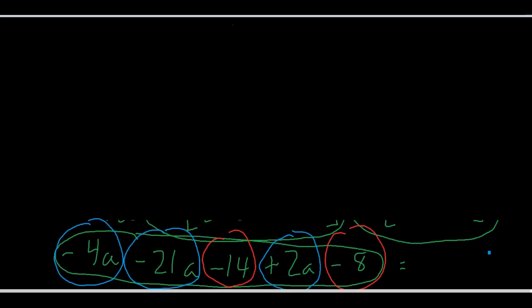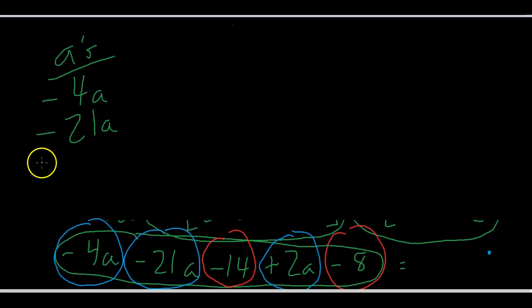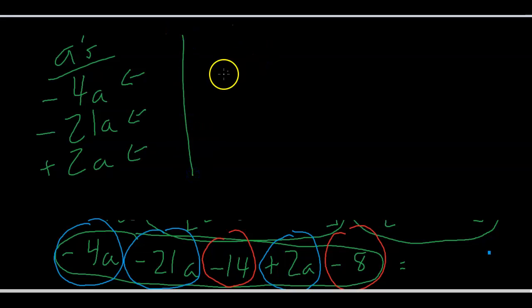So what are our A terms? You know what, let's just keep track of it like that. Our A terms are, we have an A term of minus 4A, a term of minus 21A, and a term of positive 2A, right? So we can combine them by starting with negative 4A, subtract 21A, and then add positive 2A. What are we going to get? Negative 4 minus 21 plus 2. That's going to combine to get our simplified A term, negative 23A.